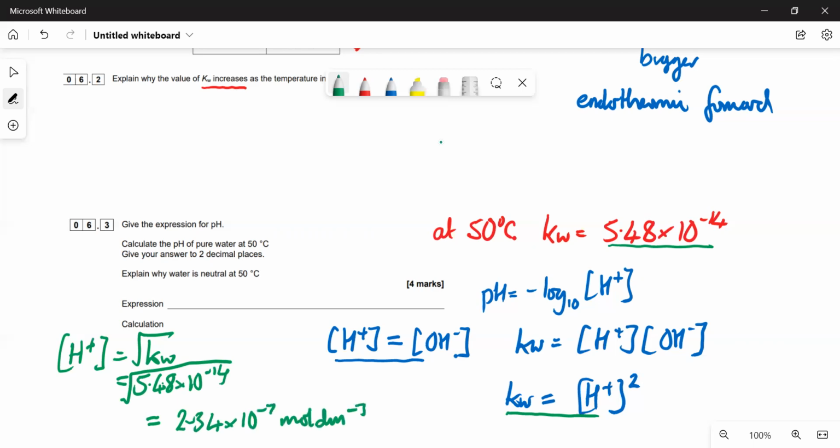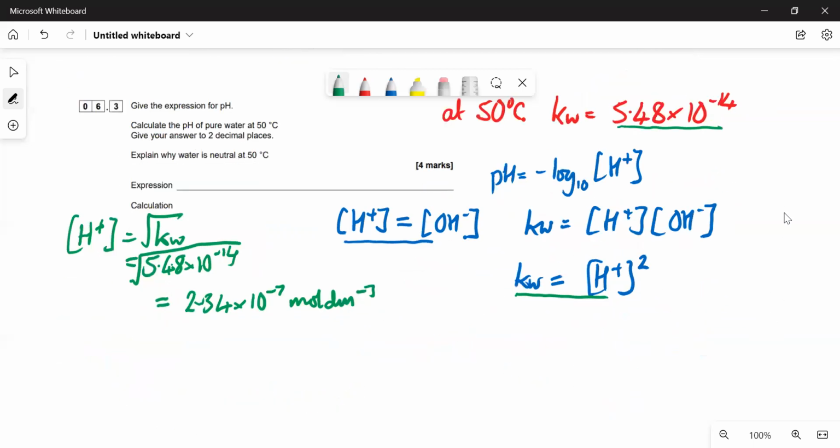And now we have to work out the pH of that. So pH is going to be equal to minus log of 2.34 times 10 to the minus 7. Put that into your calculator, you get a value of 6.63.